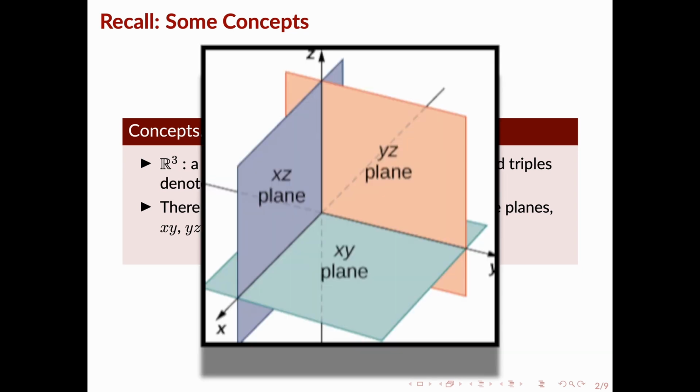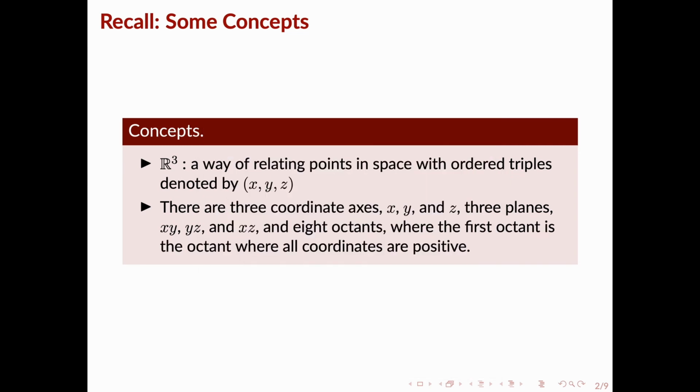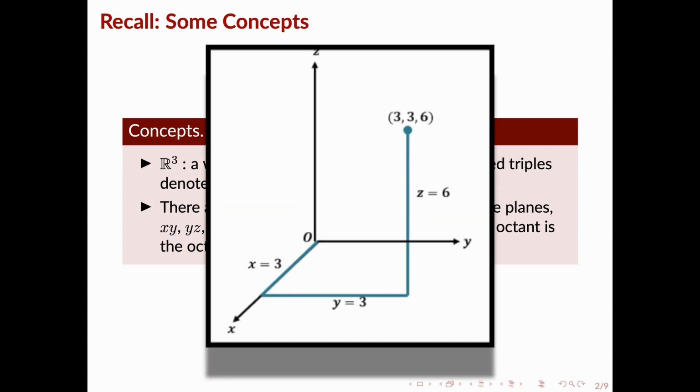To visualize these planes, here is an image. There are also 8 octants, just like in R2 where there are 4 quadrants. The first octant is the octant where all coordinates are positive, meaning x, y, and z are all positive numbers. In our previous example, 3, 3, 6 are all positive numbers, therefore the point is in the first octant.